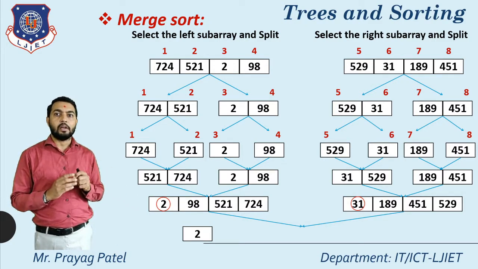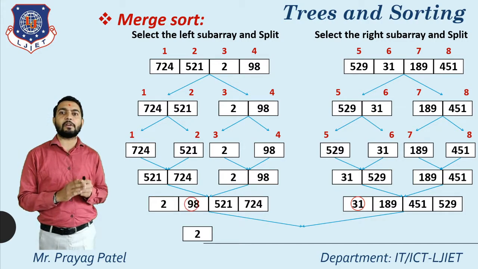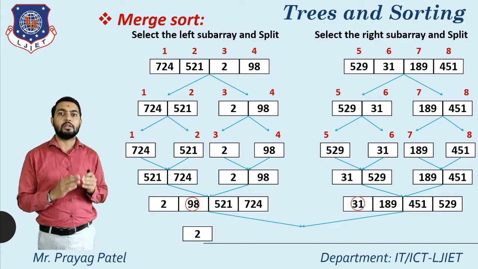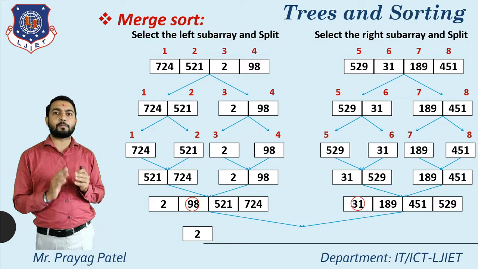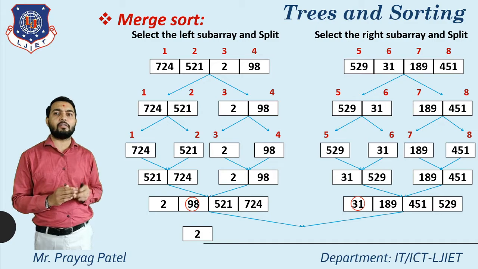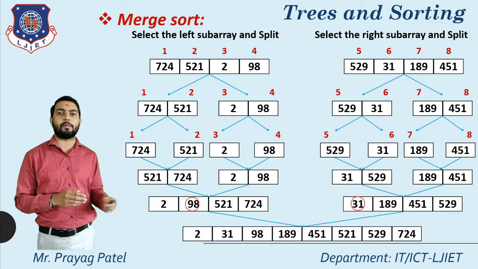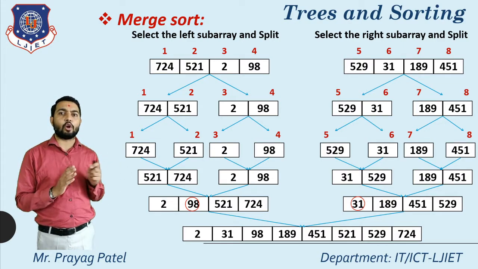After that, we compare the next element of the first list, 98, with 31, because 2 is already put in the resultant list. So compare 31 with 98 and put 31, then 98, then 189, then 451, 521, 529 and 724. So this is a sorted list.